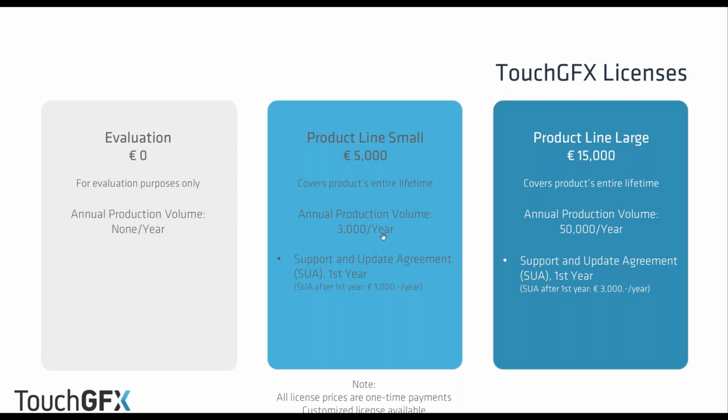If you need to go above 3,000 units, up to 50,000, the one-time payment is 15,000 euro. Above 50K, we will make a customized license. This we will also do if you have a lot of different product lines. We will customize the license matching your needs. And the tools coming with TouchGFX are free of charge, so there are no limitations on the number of developers.